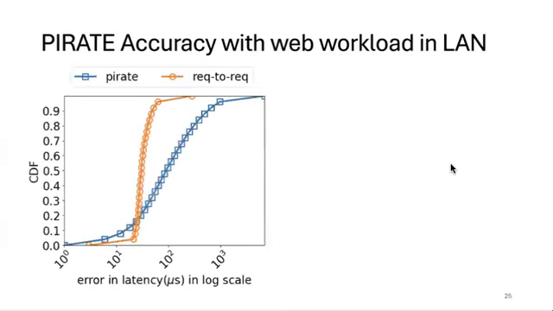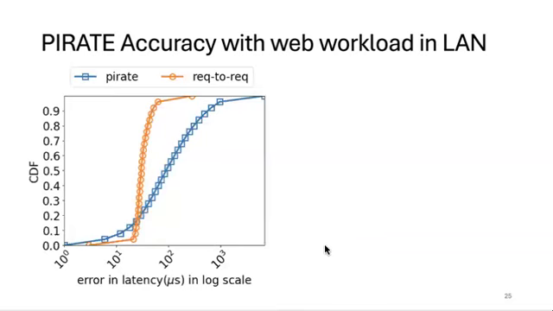We also compare the request to request observed at the client against the request to response observed at the client. So the graph shows the absolute error of request to request and Pirate from the baseline, which is request to response. The request to request observed at the client differs from the baseline by a few tens of microseconds. Pirate differs from the baseline by a few hundreds of microseconds.